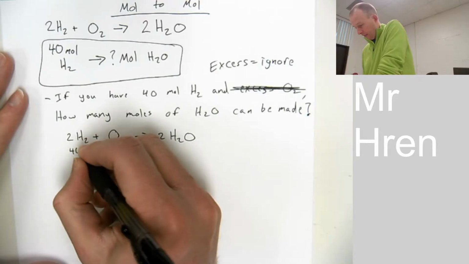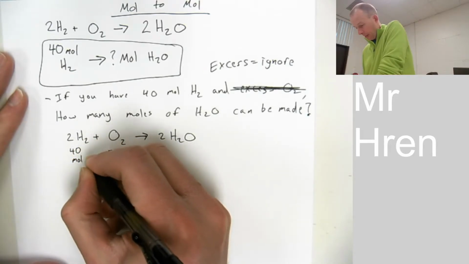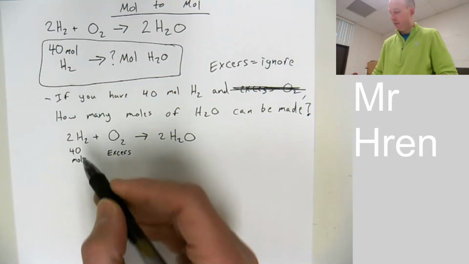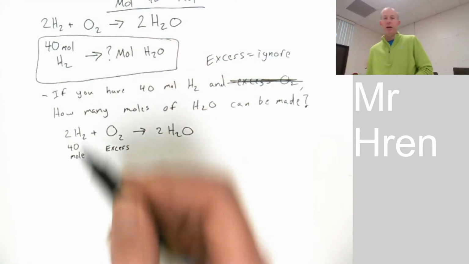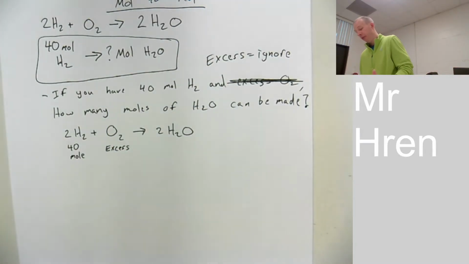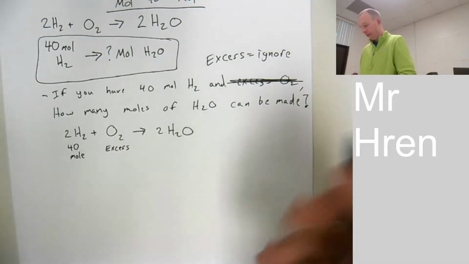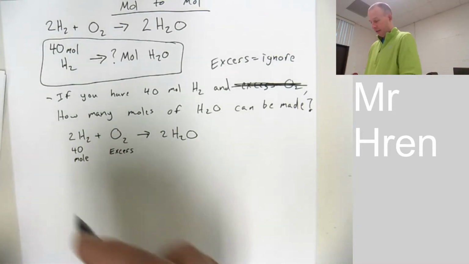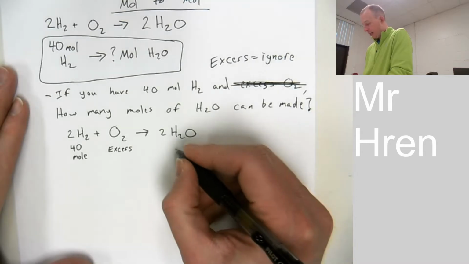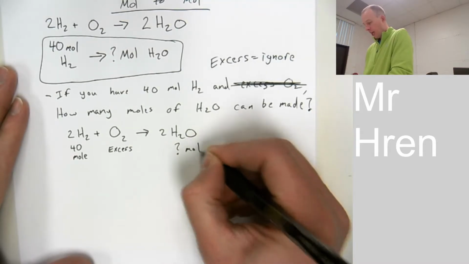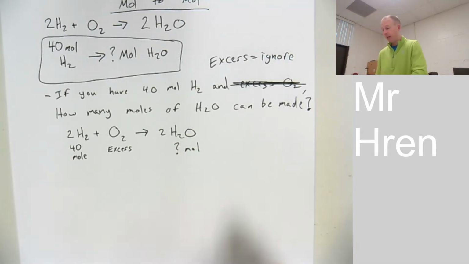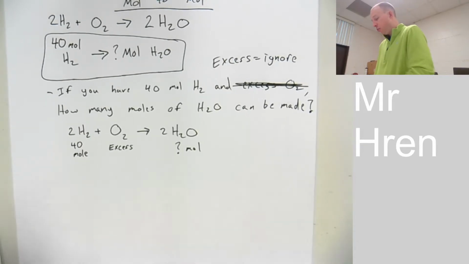Instead, we know we have 40 moles of H2. You can abbreviate it as mole or mol. I usually use mol, but I'll write it out to be thorough and avoid questions. And then it says, how many moles of H2O are we going to get? I set this up like this for a reason, because once you get to this point, the rest of it is really simple.